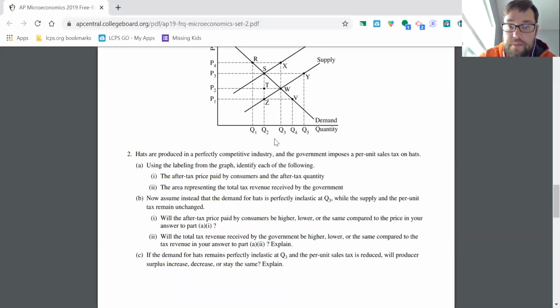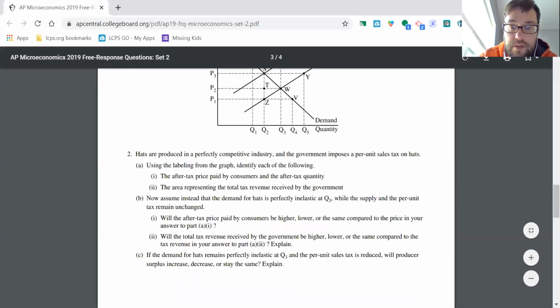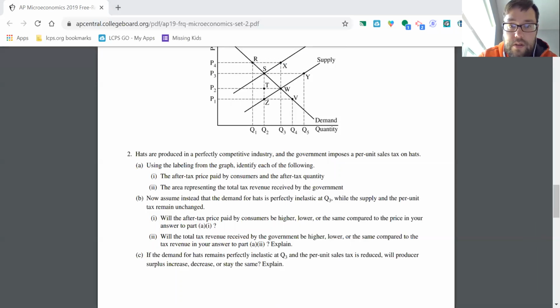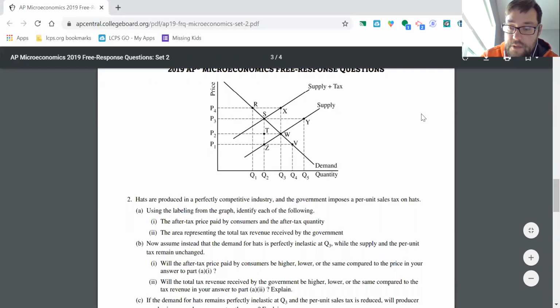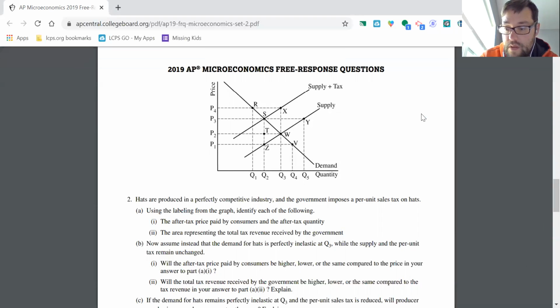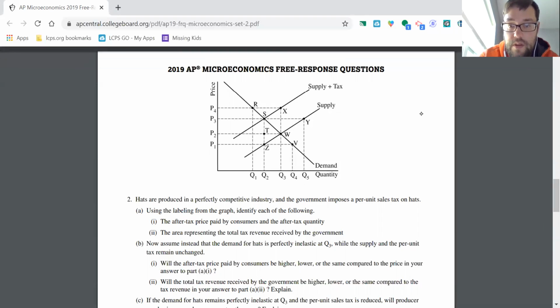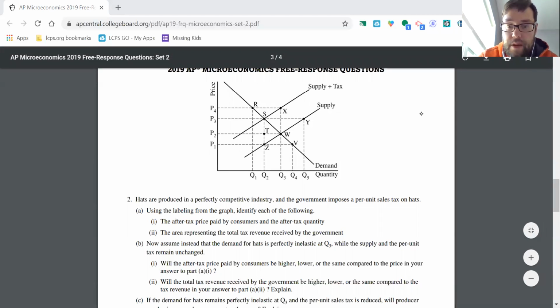Well, that didn't work very well. All right, I'll just stay up here. We'll come down for the last part.